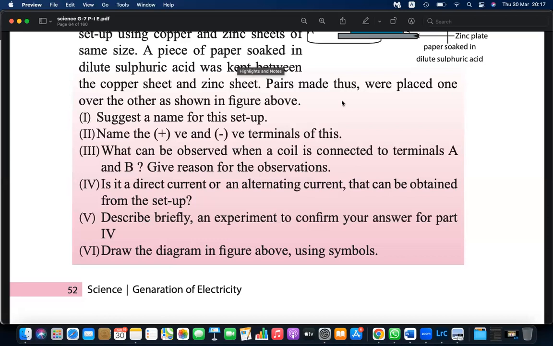After some time the positive and negative will change. Will it happen?